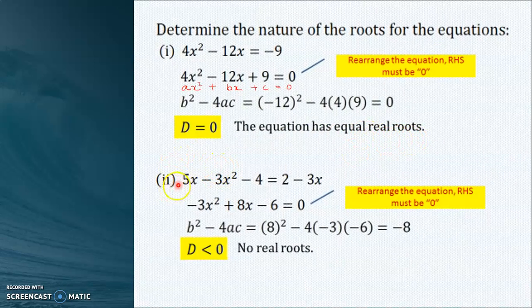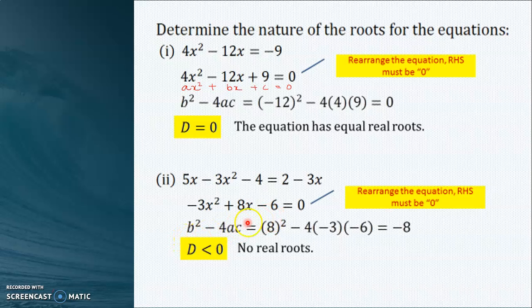Now the second equation: 5x - 3x² - 4 = 2 - 3x. Taking 2 - 3x to the left side, transposing them and combining the like terms, we get the equation -3x² + 8x - 6 = 0. Again compare with the standard form of a quadratic equation. What is the standard form? ax² + bx + c = 0. When you compare, a is equal to -3, b is equal to 8 and c is equal to -6.